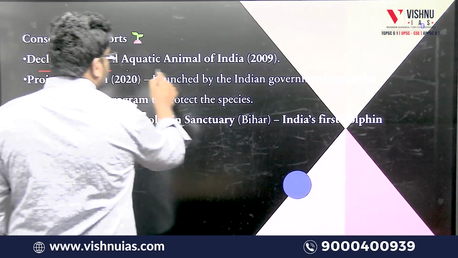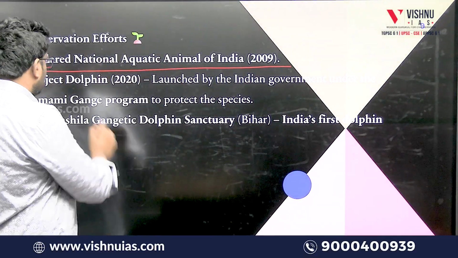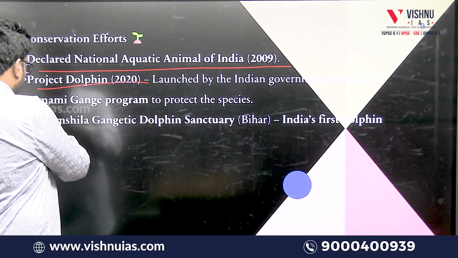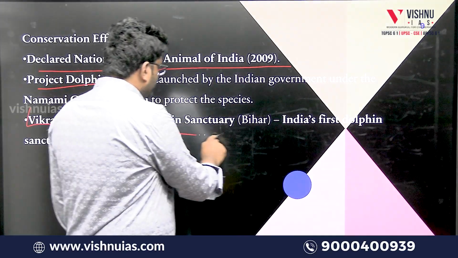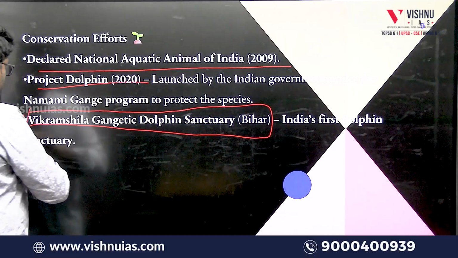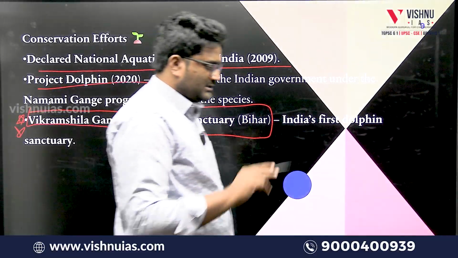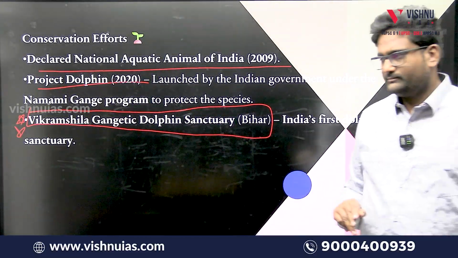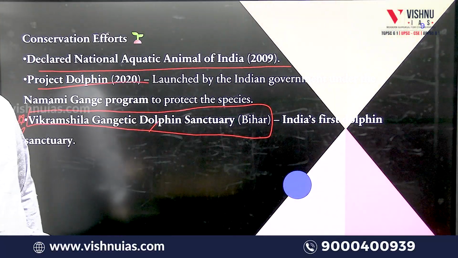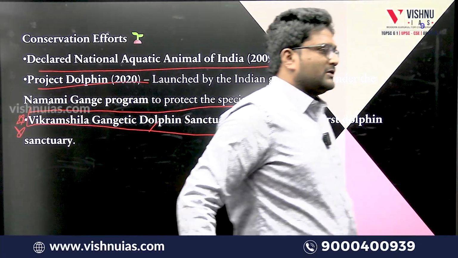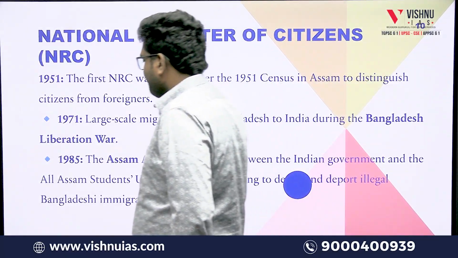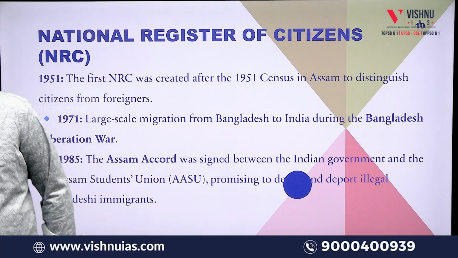It was declared the national aquatic animal of India in 2019, and Project Dolphin was launched in 2020. And this is important: the Vikramashila Gangetic Dolphin Sanctuary is in Bihar. It is the first dolphin sanctuary in India. Now UP has also proposed to establish its own dolphin sanctuaries, but the first dolphin sanctuary is in Bihar, the Vikramashila Dolphin Sanctuary. Okay, that is about the Gangetic dolphin.